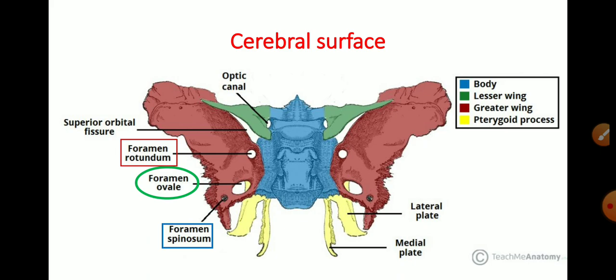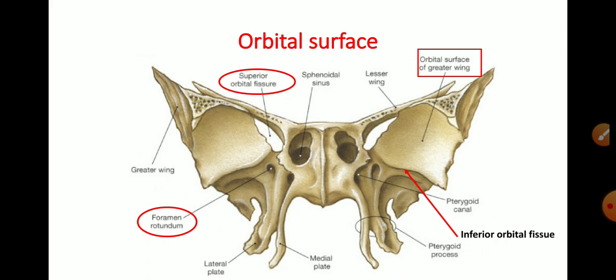Then posterolateral to the foramen rotundum you can see the foramen ovale. Foramen ovale transmits the mandibular nerve, accessory meningeal artery, lesser petrosal nerve and the emissary vein. And lateral to the foramen ovale is foramen spinosum that transmits the middle meningeal artery and the nervus spinosus. So these are the features of the cerebral surface of the greater wing of sphenoid.